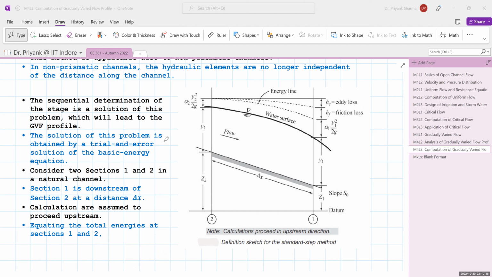When we are considering this, let us say there are two sections, section 1 and 2, where section 1 is in the downstream of section 2 and they are separated by a distance delta x. Whenever you are calculating using this method, your calculations should proceed in the upstream direction. Now the total head loss we get from this method is divided into different components. There is the head loss due to velocity, there is a friction loss, and there is an eddy loss. That is how the head loss is categorized.